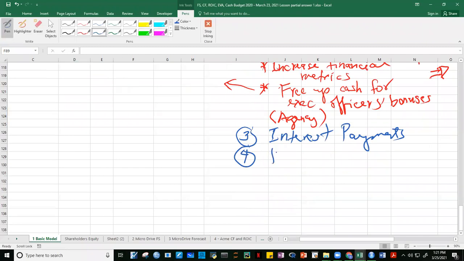Letter P. Okay, sound off if you can. It's the, yes, correct, Charles. Thank you so much, Charles. It's the principal. So not only the interest, it's also the principal payment. Principal payments.